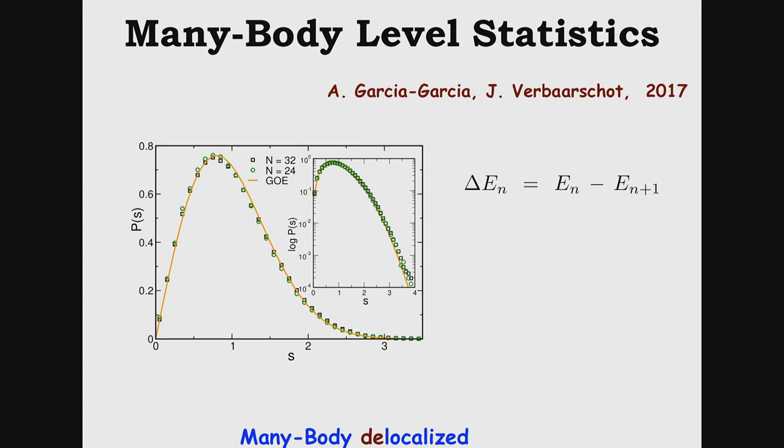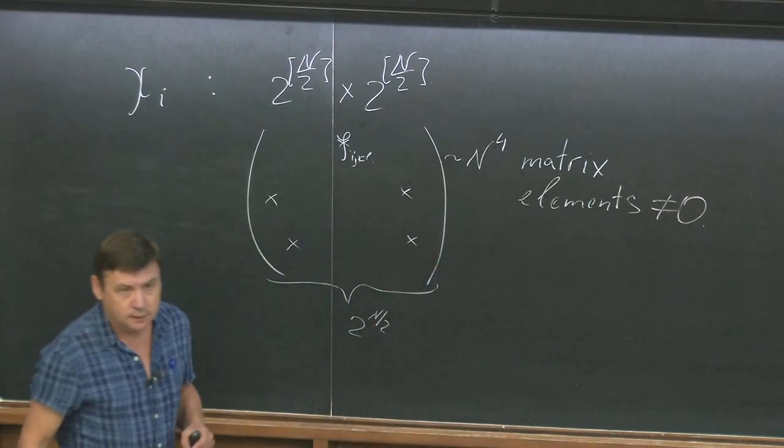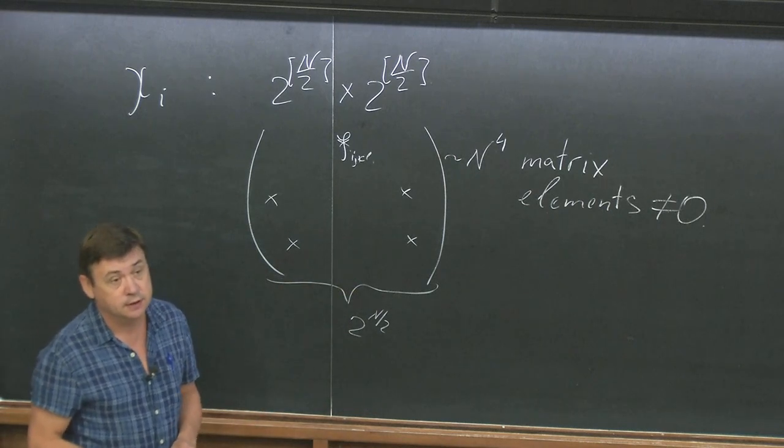Nobody quite actually understands why it is, because if you think about this huge exponentially big matrix, it's an extremely sparse matrix, right? In this matrix, which has a size of 2 to the power N over 2, only very few elements, of order N to the 4 matrix elements with J_ijkl, are not zero. So you deal with an exponentially sparse matrix.